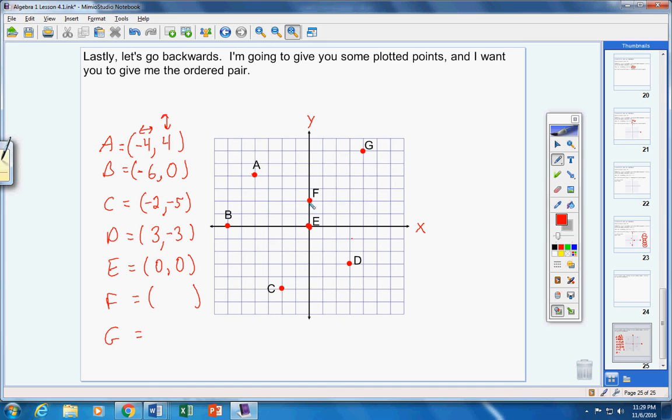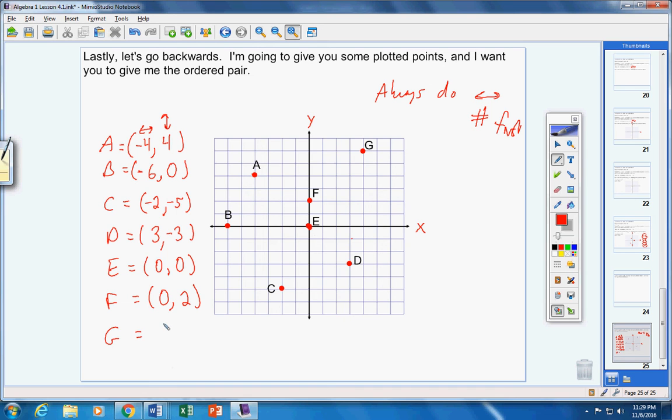Now letter F. Okay, how far is it to the right or is it to the left? Neither. Remember, guys, always do your right-left number first. Always. Okay? So I'm looking at F. Is it to the right? No. Is it to the left? No, it's right there, so I just put a 0. How about up, down? Is F above the origin or below the origin? It's above it, so it's positive. How far? 1, 2. So 0, 2.